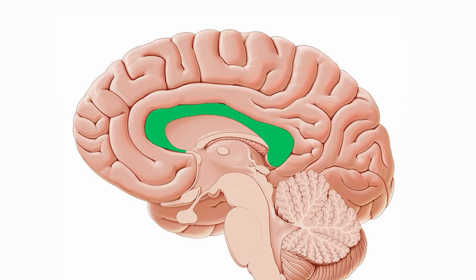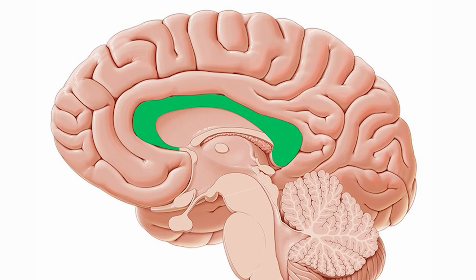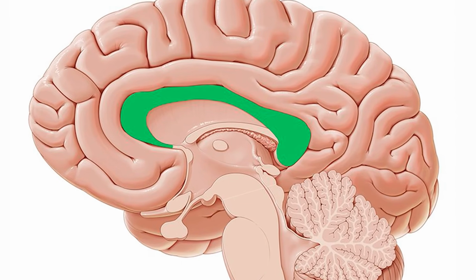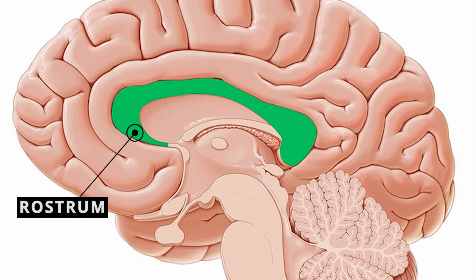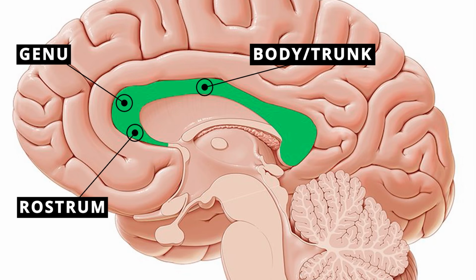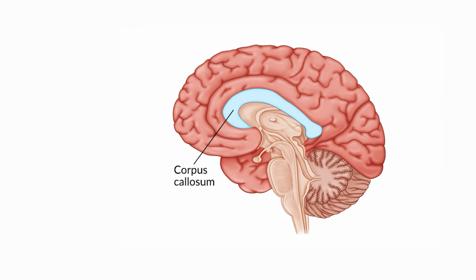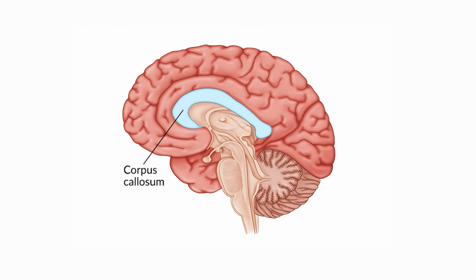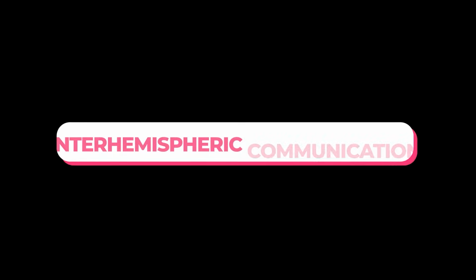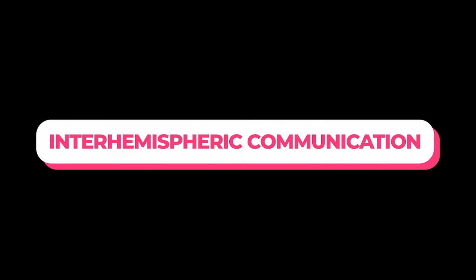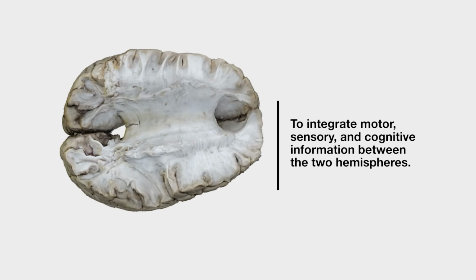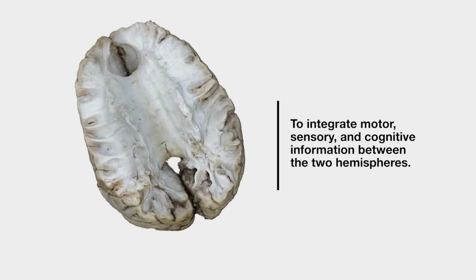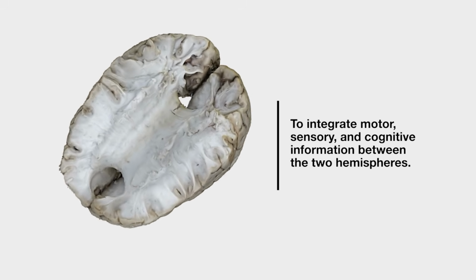The corpus callosum can be segmented into different regions based on its anterior to posterior orientation: rostrum, genu, body or trunk, and splenium. Functions. Corpus callosum performs several functions, which include interhemispheric communication. Its primary role is to integrate motor, sensory, and cognitive information between the two hemispheres.